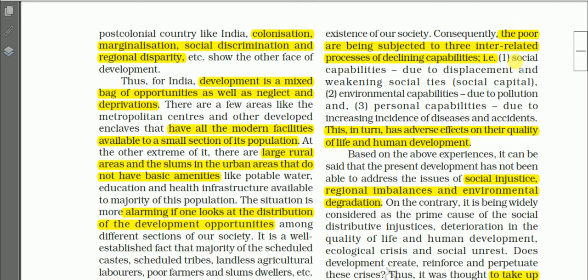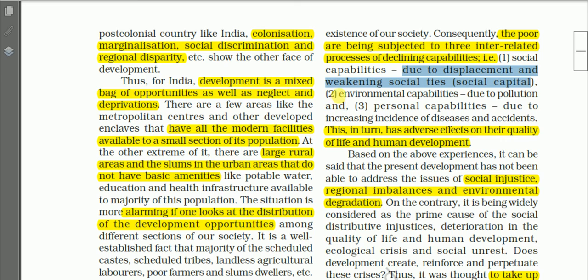The first one is social capabilities, due to displacement and the weakening of social ties. Social capabilities of this section of the people decline due to displacement and the weakening of social ties, meaning relations. Due to displacement, because of migration, there may be displacement, and there may be weakening of the relations. You know, in the big cities, the social relationship among the people is not there.